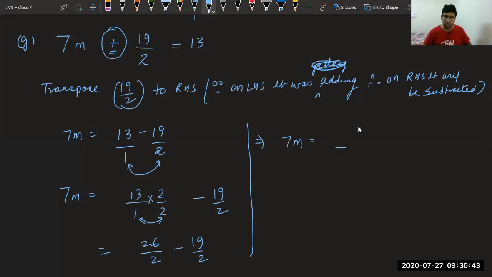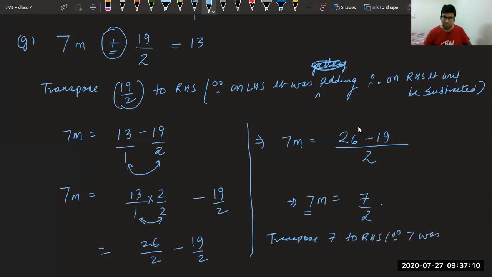It becomes LCM 2, 26 minus 19. We will get, what is this? 7 upon 2. So we have got this thing. Now what shall we do? We will transpose this 7 to right hand side. Transpose 7 to RHS, because 7 was multiplying in left hand side, therefore it will divide on right hand side.